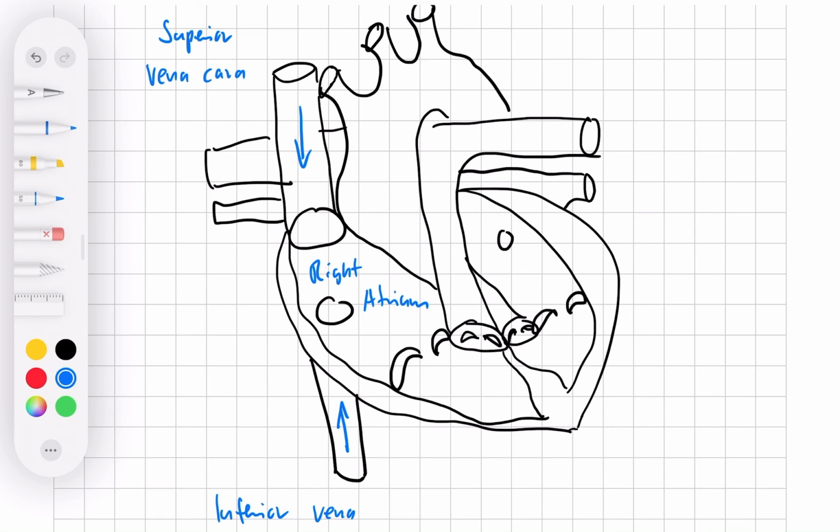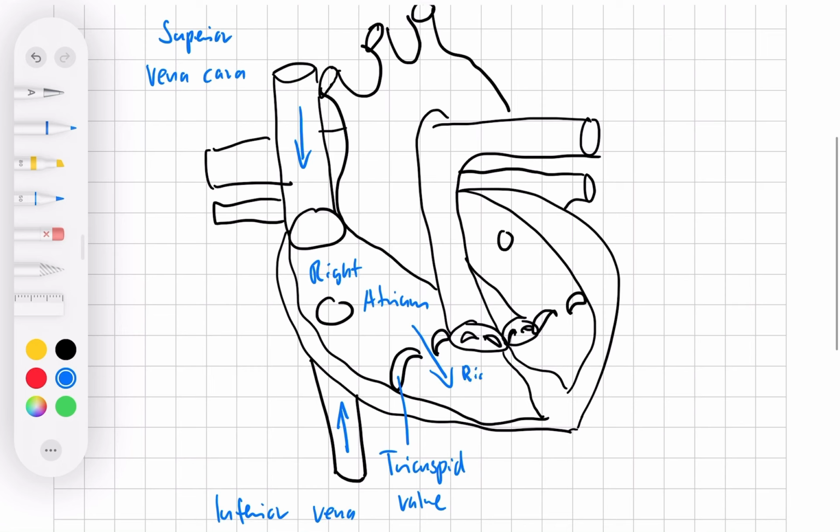Then from the right atrium, the deoxygenated blood goes through the tricuspid valve. So this is the tricuspid valve. Into the right ventricle. Then from the right ventricle, the deoxygenated blood gets pumped through the pulmonary valve into the pulmonary artery.